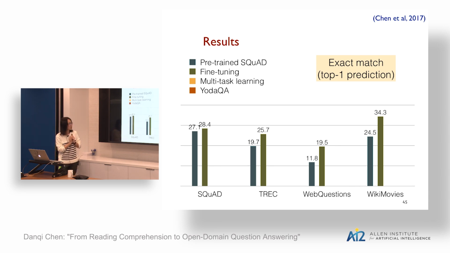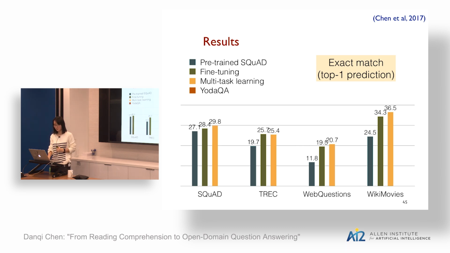So the first thing we tried is that we start from a pre-trained SCOT model, but we are going to fine-tune the model on each portion of the distance supervised data. And then we actually found a boost on the web questions and the wiki movies data sets, and also about 6 points on the track data set. So at this point, we can answer about over 20% of the questions correctly, and 34% of the questions on the wiki movies.